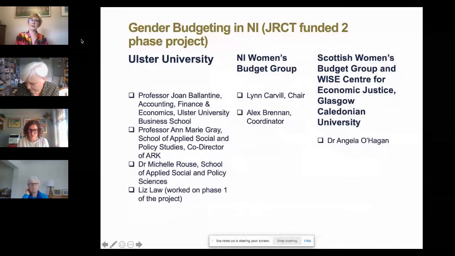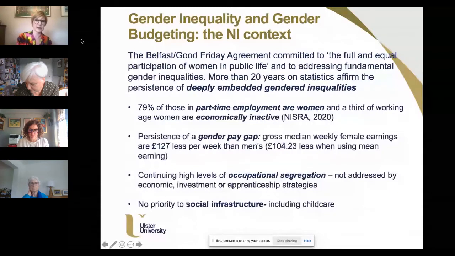It's probably worthwhile saying something just about the context, because it is a different context. It should actually be a positive one for gender equality, because the Belfast Good Friday Agreement did commit to addressing fundamental gender inequalities and to the participation of women. But of course, more than 20 years on, we see that inequalities persist, that they're very deeply embedded in our social and economic institutions.